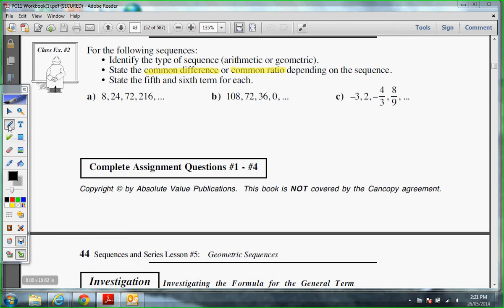So 8, 24, 72, that looks like it's multiplying by 3 to me, but let me double check. 24 over 8 and 72 over 24, both equal 3. So they have a common ratio of 3. For part 1, it's geometric. For part 2, it's a common ratio of 3. And for part 3, I need to do the fifth and sixth terms. So I have to multiply 216 by 3. That's going to be 648 is T5. And then T6 is 1944.